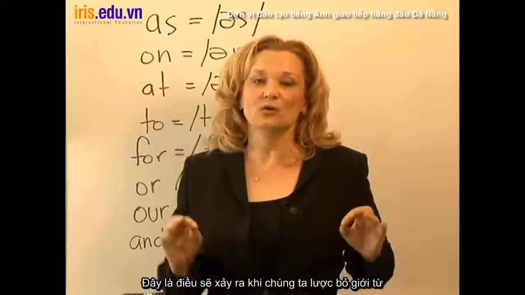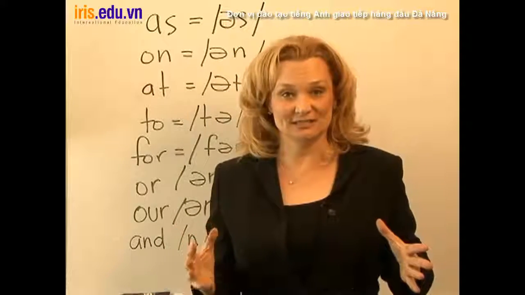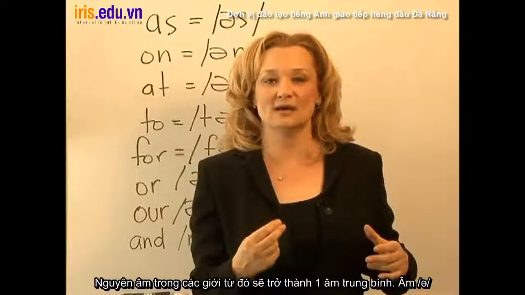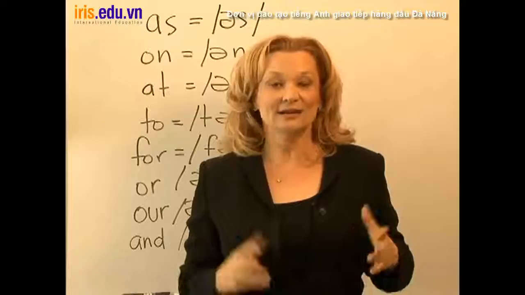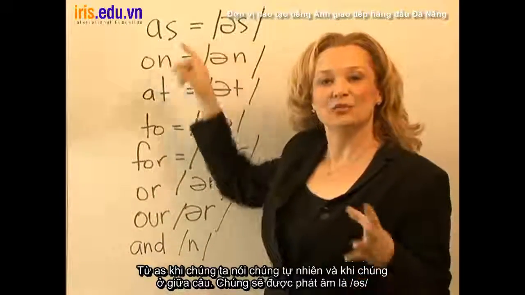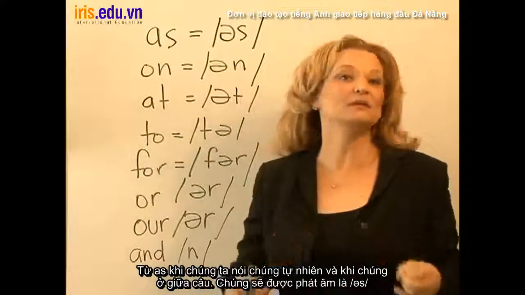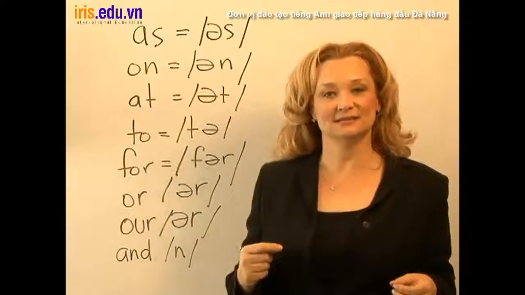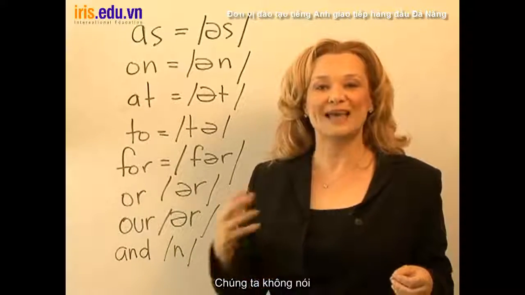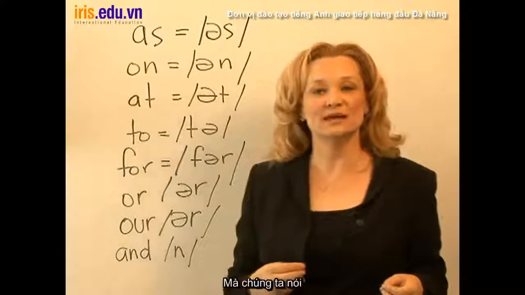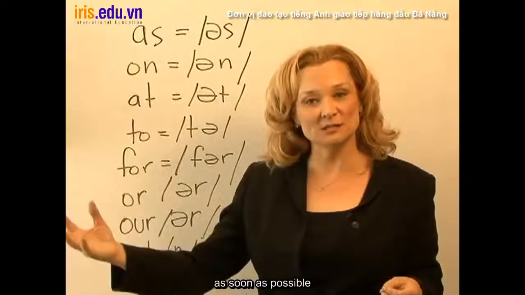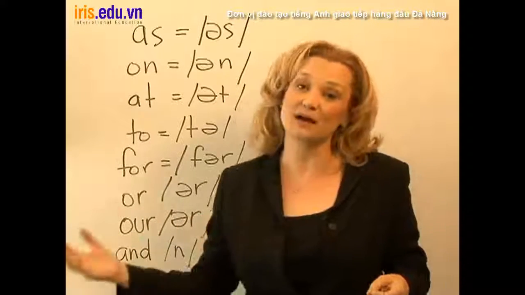Here's what happens when we reduce prepositions. The vowel in the preposition generally becomes the neutral sound, the schwa sound. Let's take a look. For example, the word as, when we say it naturally and when it's in the middle of the sentence, becomes "uz." For example, as long as you want. We don't say as long as you want. We say as long as you want. As soon as possible becomes as soon as possible.